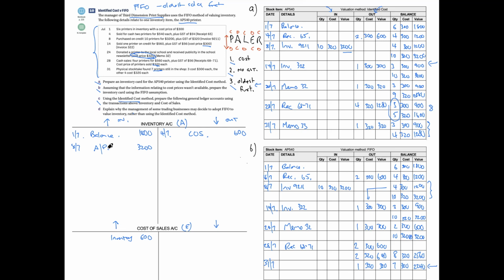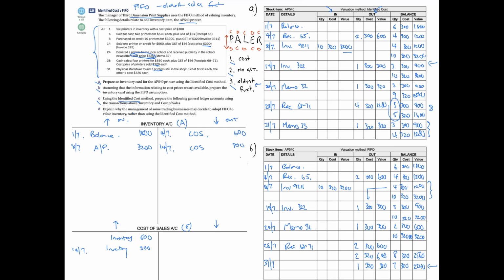On the 14th, we have $300 leaving our business due to a sale, again, an invoice in this case. So we're going to write 300 on the 14th of July. Our cross-reference is cost of sales, and we then, of course, also put it down on our cost of sales ledger, and we'll do that on the 14th of July.